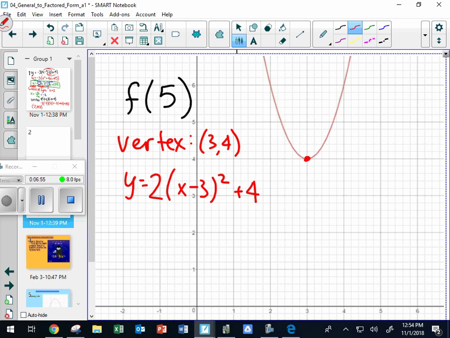Right here we have a vertex. If you go over 1 square and you go up 1 square, you're not going to arrive at the next point where it intersected. You have to go up 2, which means that our graph here was stretched by a factor of 2. All right?